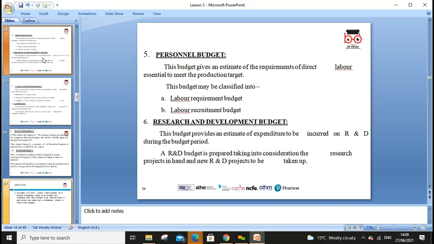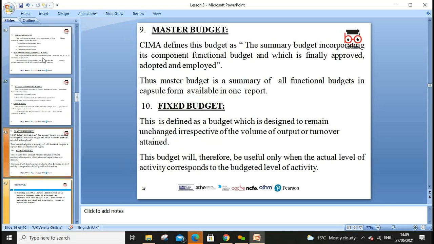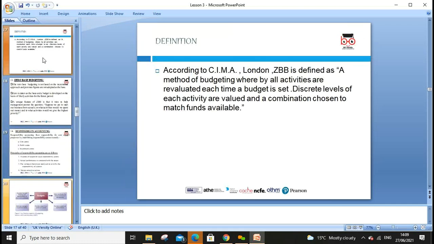The purchase budget provides information about the material to be acquired from the market during the period. Okay, the personnel budget gives an estimate of the requirement of direct labor essential to meet the production targets. That's the research and development budget, how much we are going to spend. The capital budget is about buying capital assets, and we can plan for it. These are all the planning tools we use under management accounting.